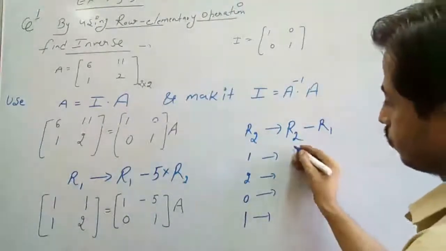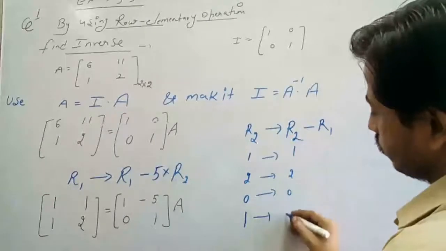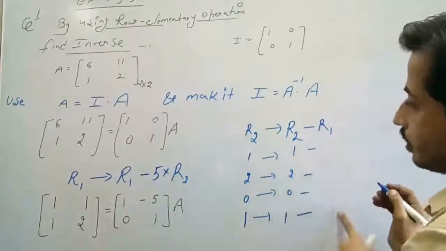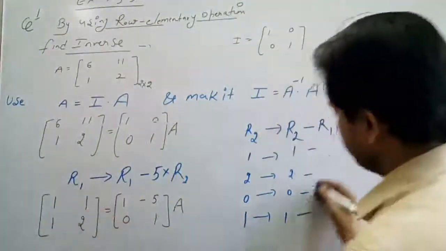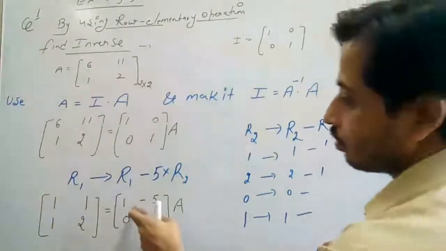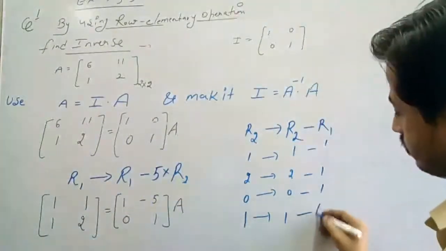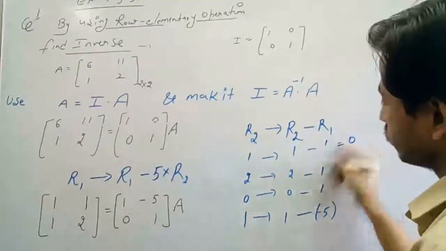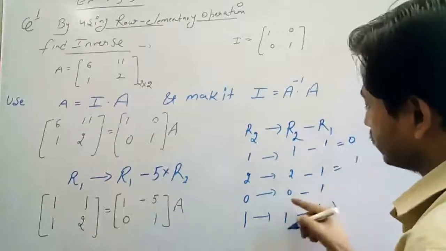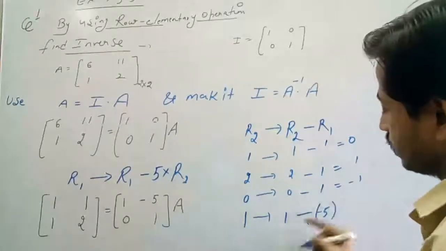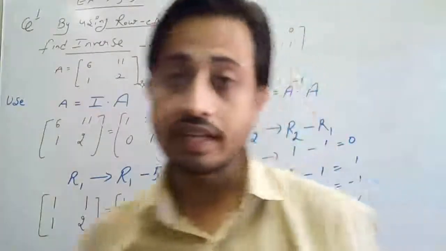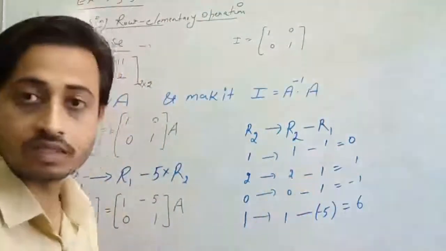Again R2: 1, 2, 0, 1. Minus, minus, minus, minus R1. R1 is 1, 1, 1, 1 minus 5. Now solve it. 1 minus 1 is 0. 2 minus 1 is 1. 0 minus 1 is minus 1. 1 minus minus 5 is 6. So we get these elements.